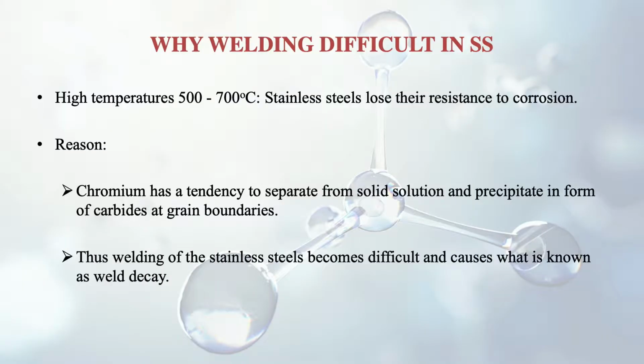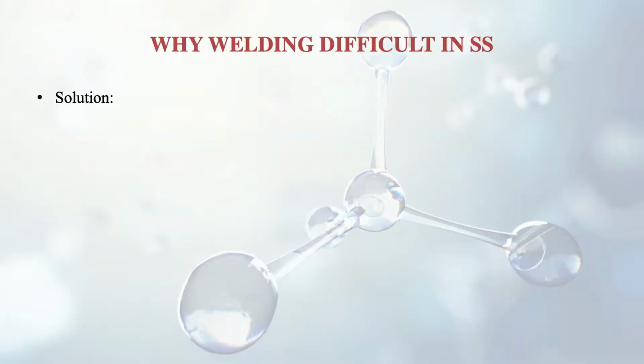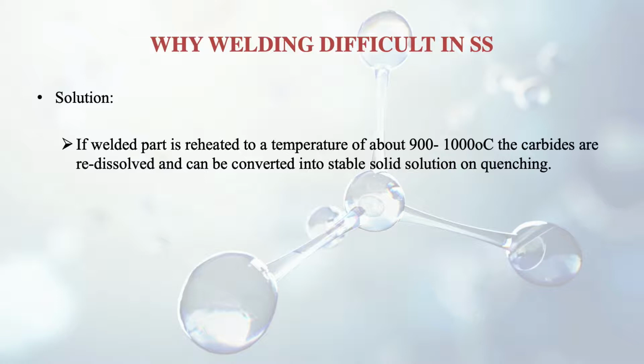Thus welding of stainless steel becomes difficult and causes what is known as weld decay, because due to chromium carbide, hardness comes in, so the problem arises. And what will be the solution for this? If the welded part is reheated to a temperature of about 900 to 1000 degrees centigrade, around the same as the upper critical temperature, then the carbides are redissolved and can be converted into a stable solid solution on quenching. So we are going into the austenitic region. Carbides are redissolved, no chromium carbide will be formed, and then we can have a stable solid solution.